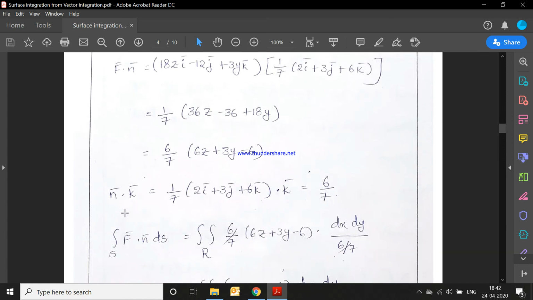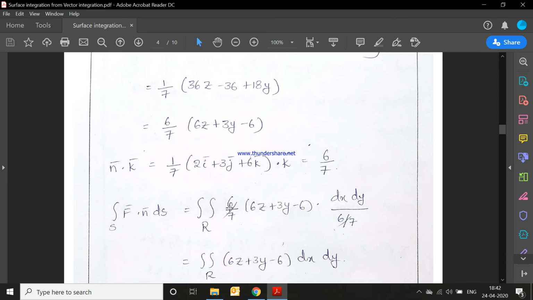So next, going to n bar dot k bar, which is equal to 1 by 7 times n bar value. First write 1 by 7 into (2i bar plus 3j bar plus 6k bar) dot k bar. Multiplying with k bar, the value is 6 by 7, because k bar dot k bar is 1. We multiply only these terms because i bar dot k bar is 0 and j bar dot k bar is 0, so that's why we get only 6 by 7.